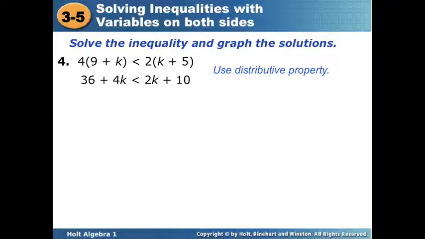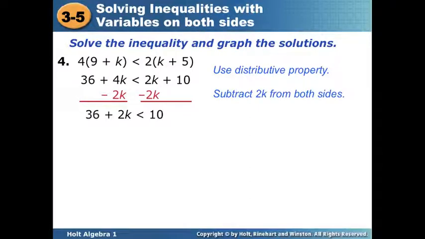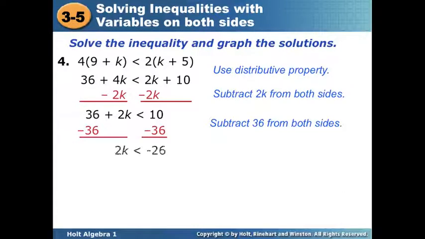Now, with variables on both sides, you'll need to move them to the same side. I generally like to move my variables to the left, so subtract 2k to move the variable to the left. So if 36 plus 2k is less than 10, we'll need to undo the 36. It is positive, so you'll need to subtract from both sides 36. Now we have 2k is less than negative 26.